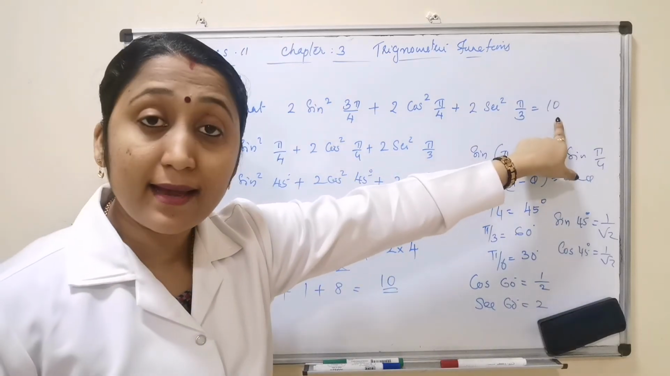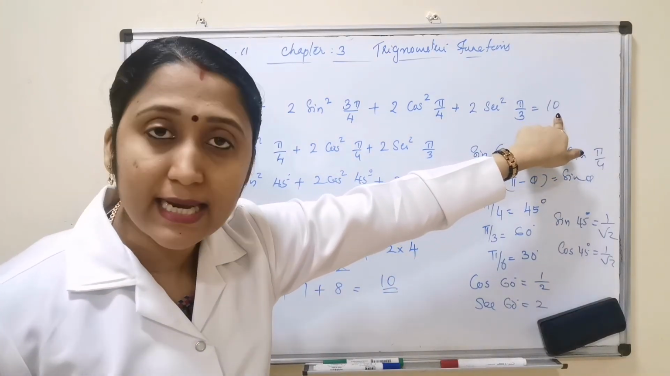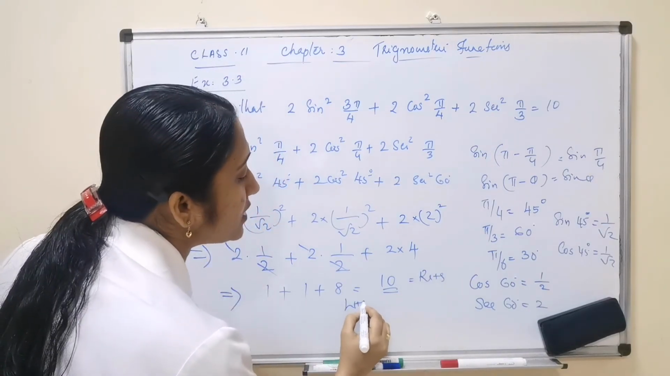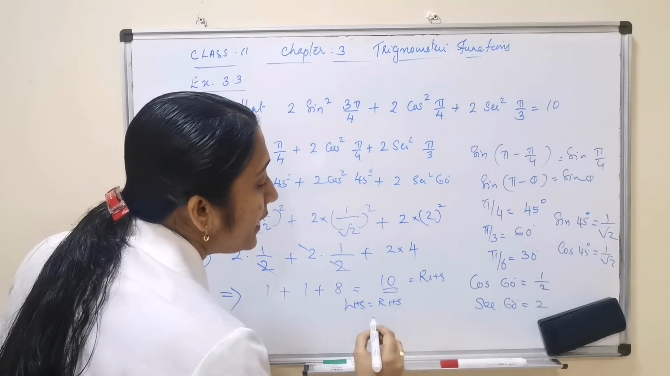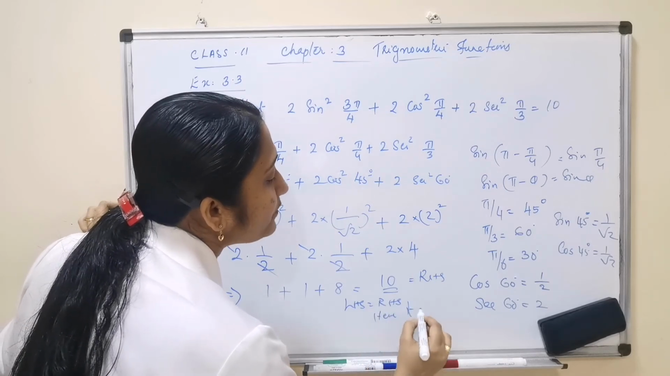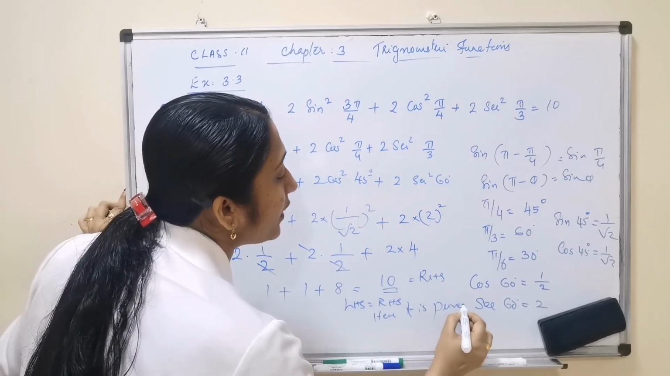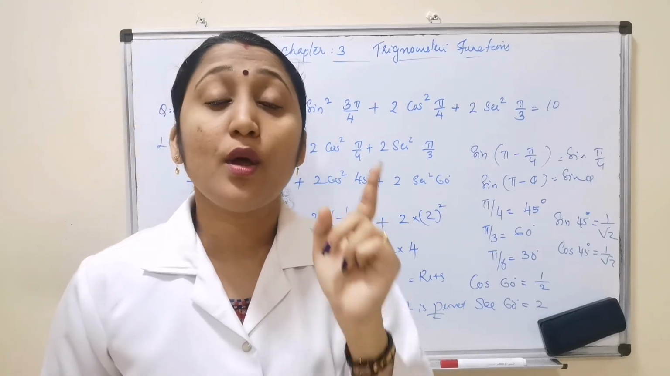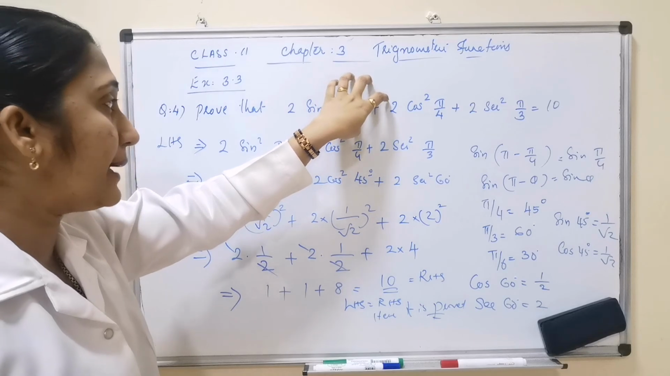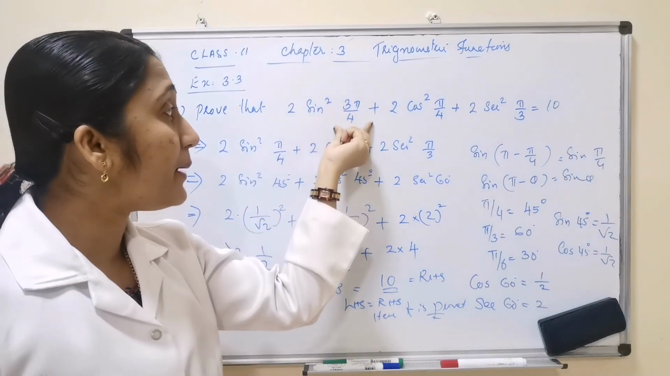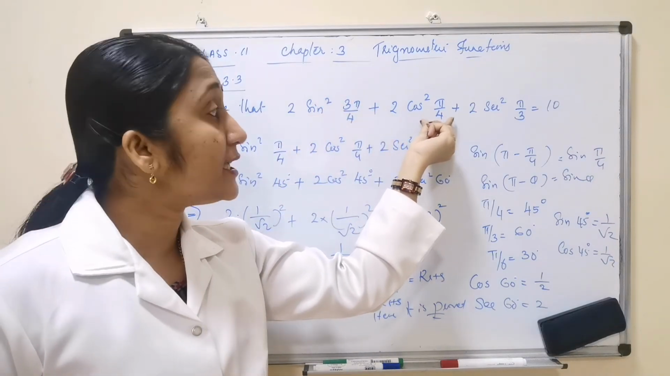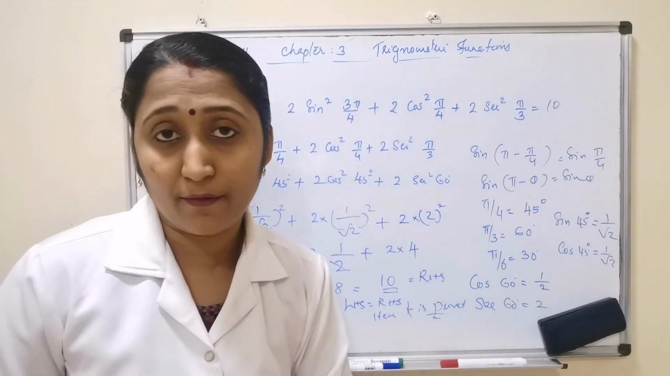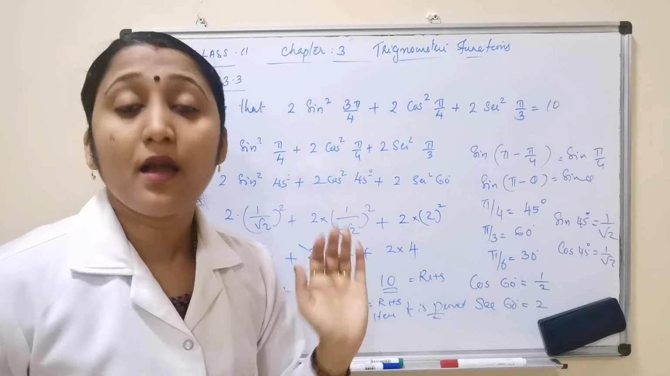Did you get the answer? Yes, here it is 10. So it is equal to the RHS. LHS equals RHS, hence it is proved. It is very easy. One important thing is you have to concentrate on these types of angles. If you get 3π/4, what is the other angle? It is π/4, so you have to change this into π/4. Is it clear?